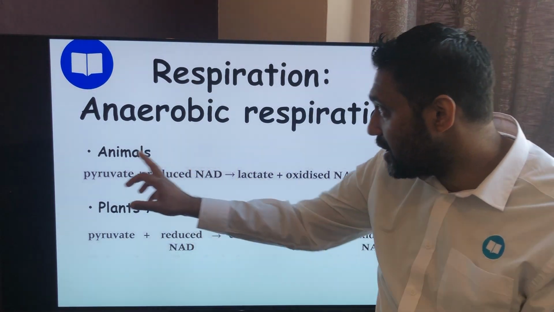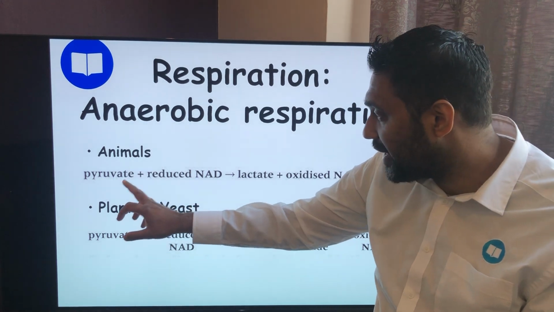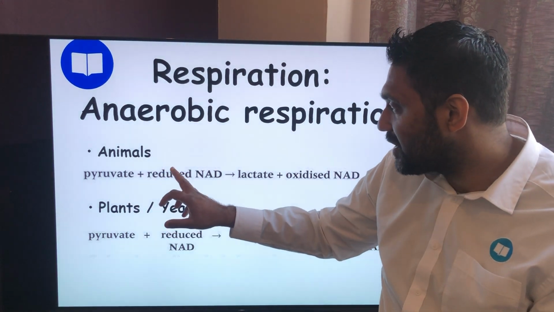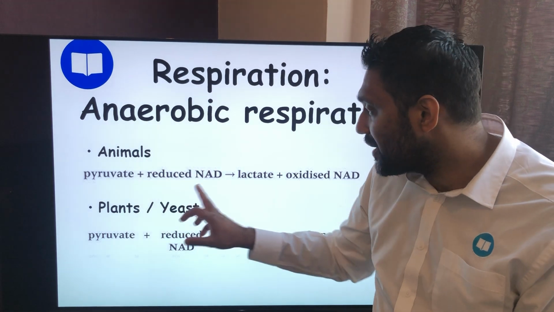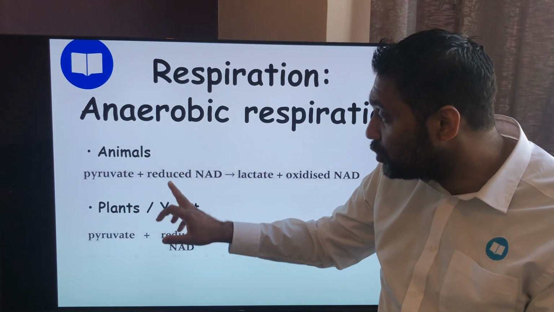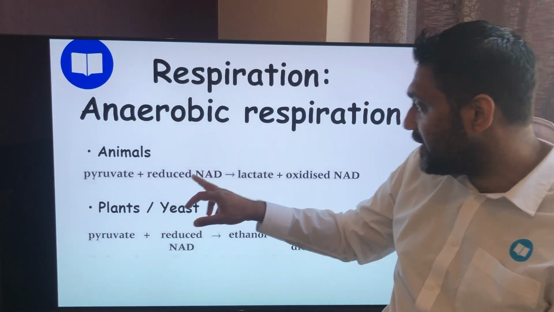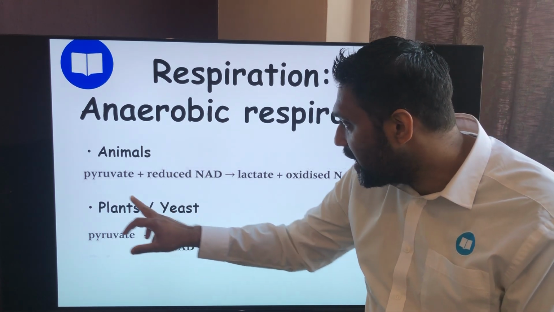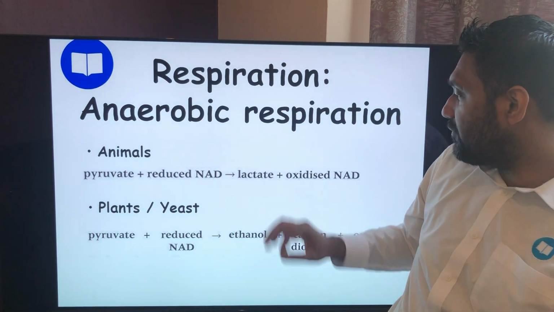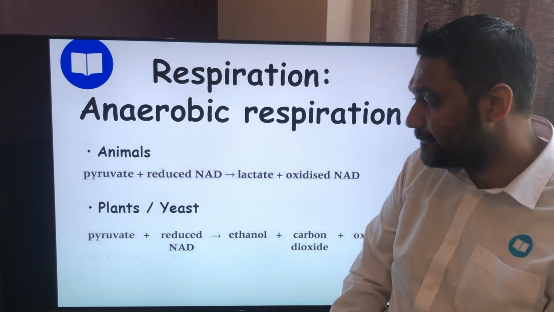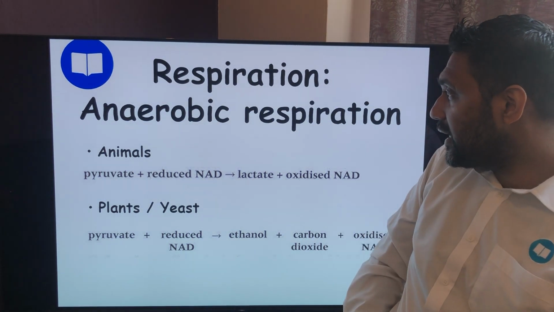The equation for anaerobic respiration is that pyruvate will become lactate, because the reduced NAD will become oxidized NAD, because the hydrogen jumps from there and jumps onto there, and therefore you get lactate. Now, that's in animals.